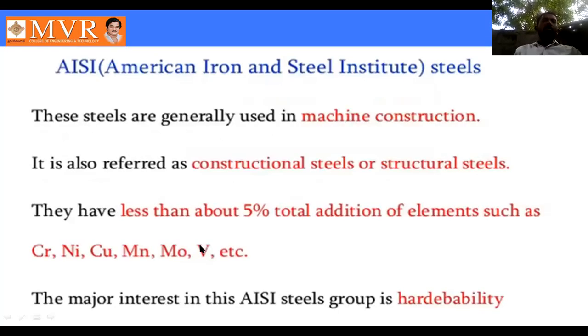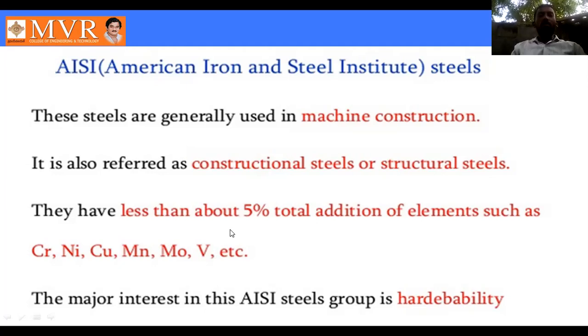AISI is nothing but American Iron and Steel Institute steel. These steels are generally used in machine construction. These types of steels are majorly used in machine construction only. They are also referred to as construction steels and structural steels. So construction purposes also you can use this steel.